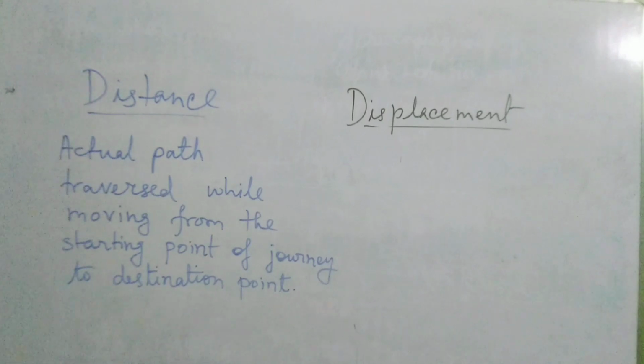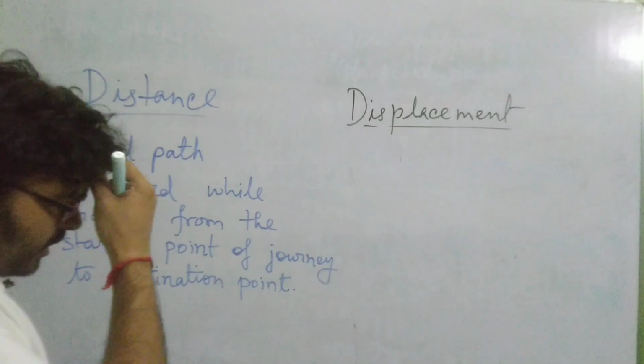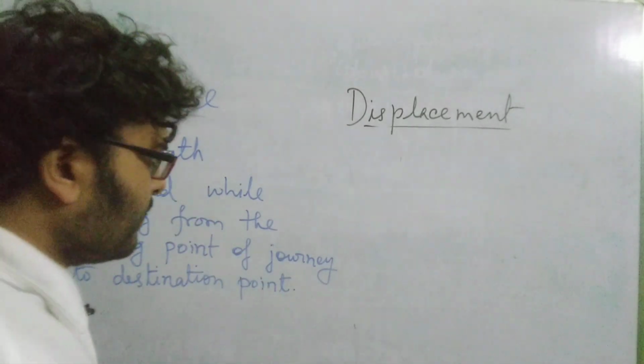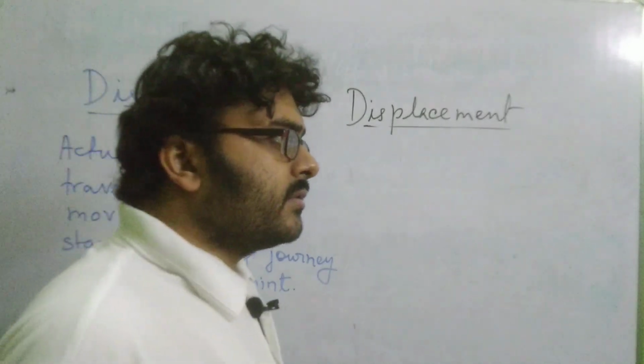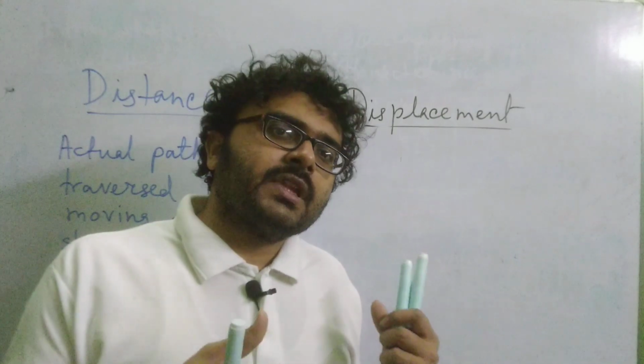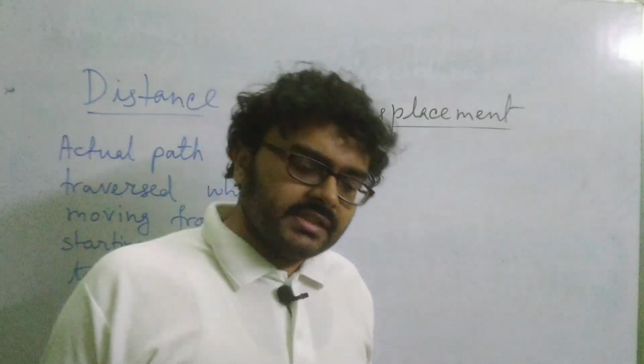Okay, to the destination point. Fine. So this is actually the distance. Now if you consider displacement, displacement is the shortest path, not the actual path that you are traveling. Even if you don't travel through that shortest path, it will always exist between the starting point and the end point, isn't it?